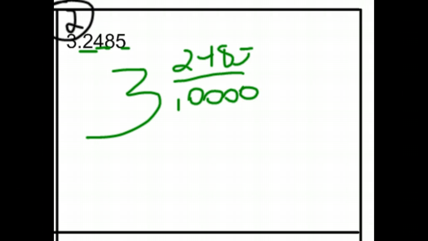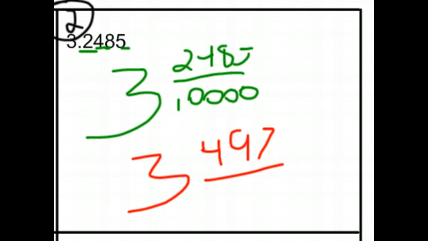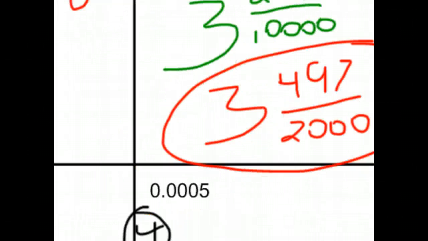Now, we can simplify this by dividing them both by 5. If we divide numerator and denominator by 5, we get 3, and 2,485 divided by 5 is 497 over 10,000 divided by 5, which is 2,000. Now, 497 doesn't share any factors with 2,000, so this is the simplest form that we have.